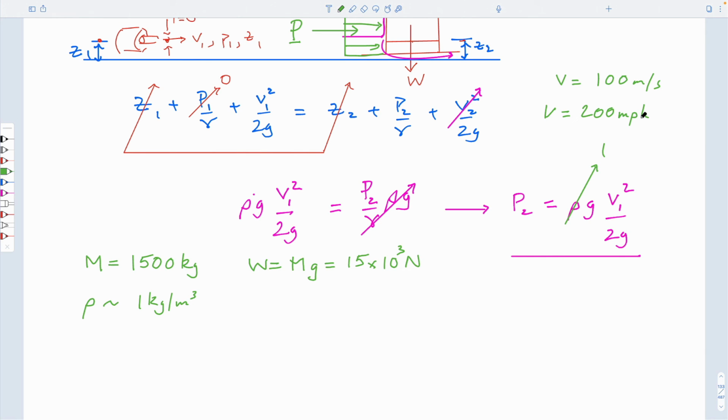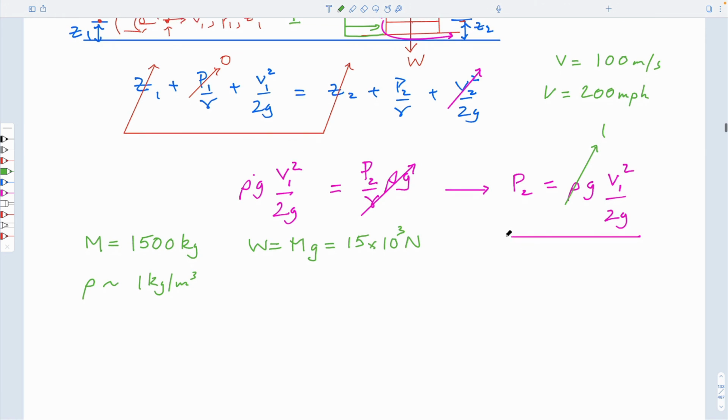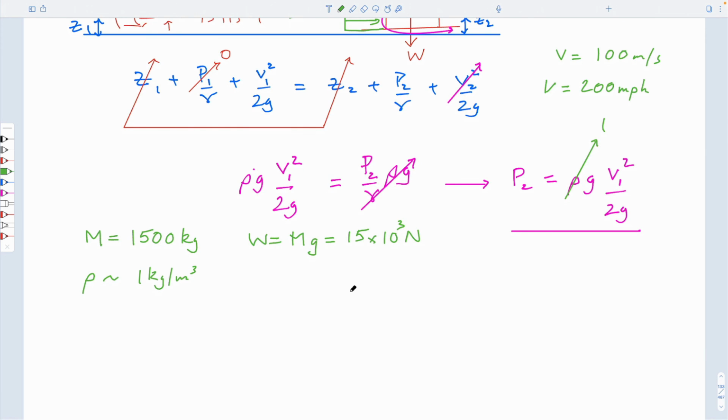So I don't know, planes fly at 600 miles an hour, 500 miles an hour, 0.8 of the speed of sound. Takeoff speeds are 120 miles an hour, something like that. So this isn't unreasonable if we use that. And we have everything else we need. And so we could calculate the pressure if we want.